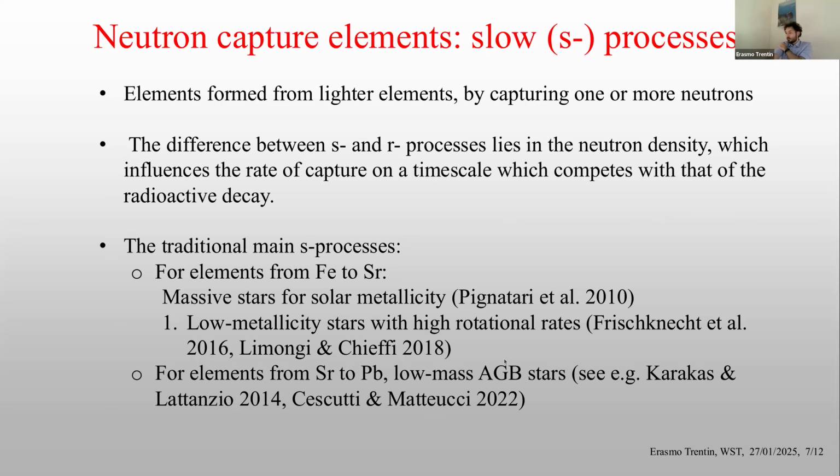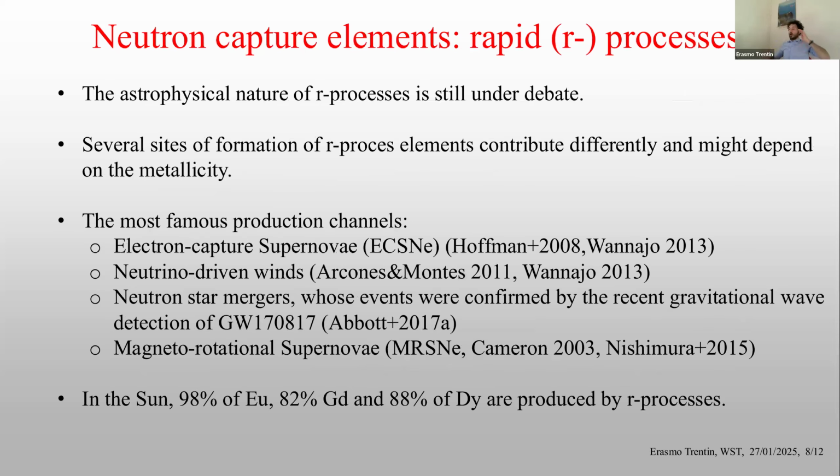In particular, I would like to suggest this nice review of Cescuti and Matteucci in 2022. It's a little review on the historical development of the models, where comparing the models with observations, researchers were pushed to think of a slow process, then of an R process, then maybe of a secondary S or R processes, coming essentially to a sort of agreement for the slow process. On the other side, for the R processes, their physical nature is still under debate.